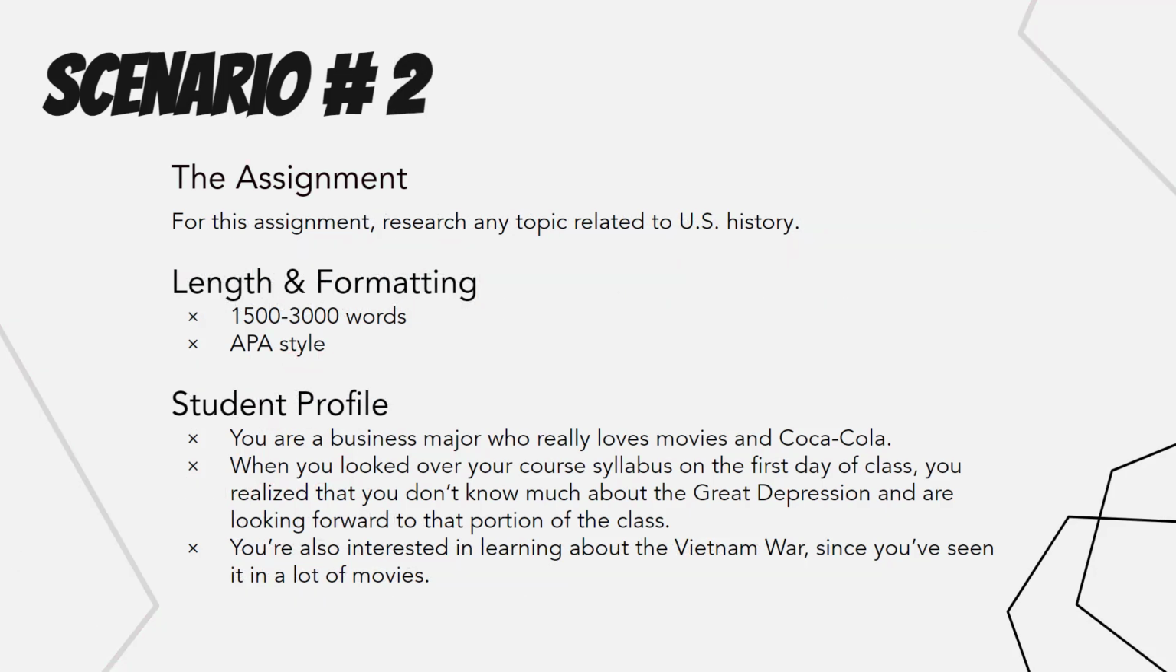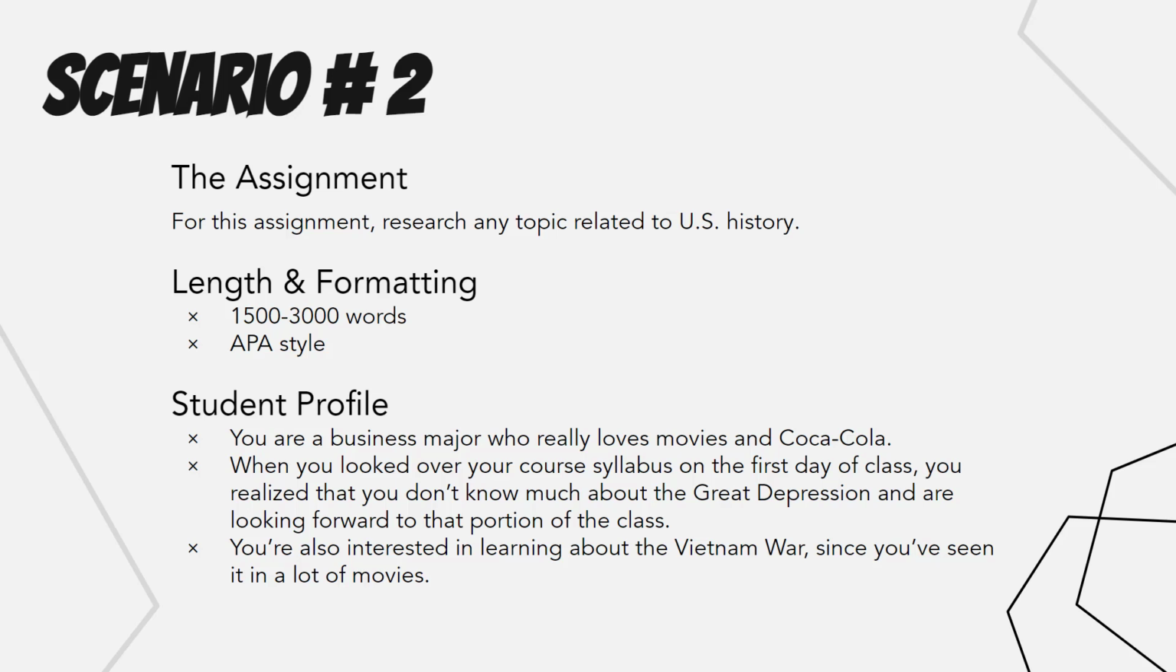In a more open-ended example of assignment guidelines you might receive, your instructor might grant you a lot of leeway in choosing a topic. In this specific scenario, you can write about any topic related to U.S. history. Now imagine that you are the student tasked with writing this paper, and that you really love movies and everything about Coca-Cola, the taste, their marketing, their company, just everything about Coca-Cola.